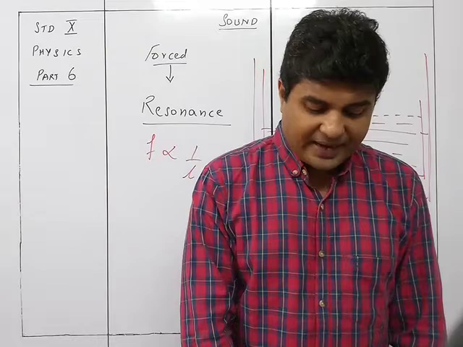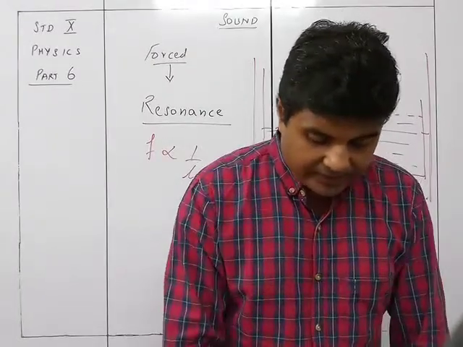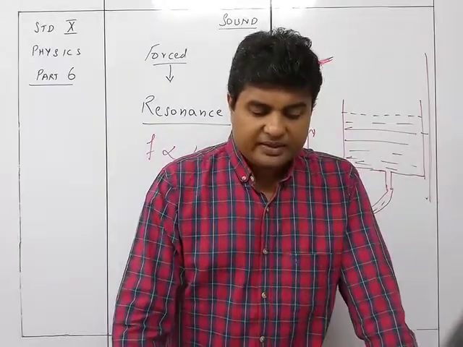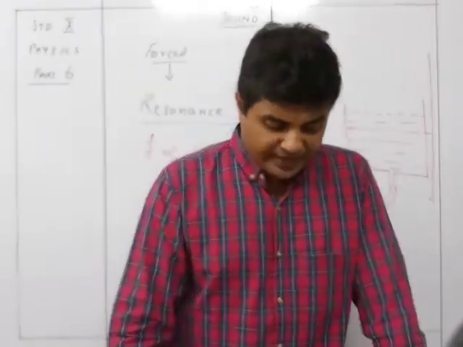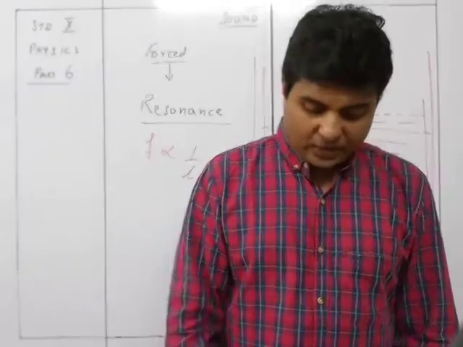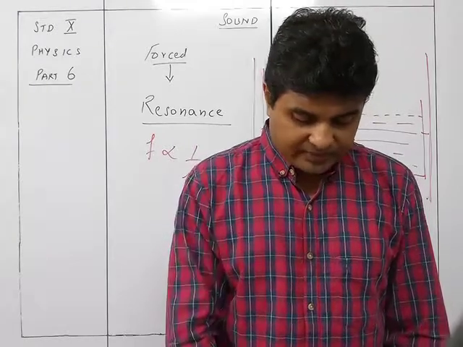So this was the end of the second part of the chapter about resonance, and the third part of the chapter is based on characteristics of sound and their subjective and objective nature. So that is about the part of loudness, pitch and quality or timbre of the sound. So that is this part.